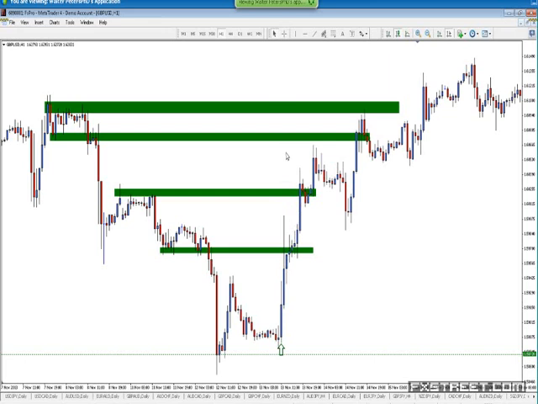Ravindu, can you mark the support and resistance on a higher time frame and execute on a lower time frame? Yes.